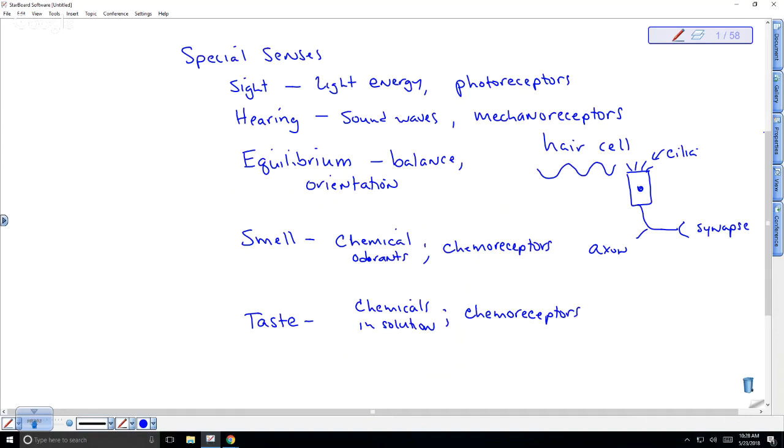Okay. So the special senses do not include touch. They do not include pain. They do not include proprioception, like the muscle spindles that are in your legs. And then they also don't include all the internal receptors that we have to detect internal stimuli that help to maintain homeostasis.